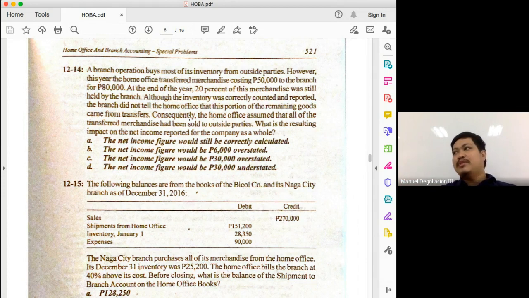Class, what's the correct amount of additional income of the branch? 24,000. But what was recorded by the Home Office? 30,000. So what do you think would be the effect of the mistake by the Home Office to the combined profit, class? Overstated by 6,000.